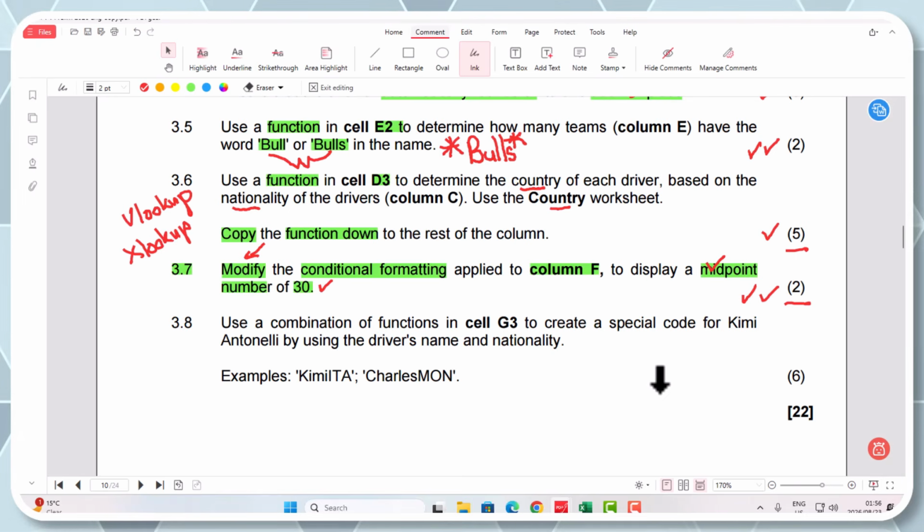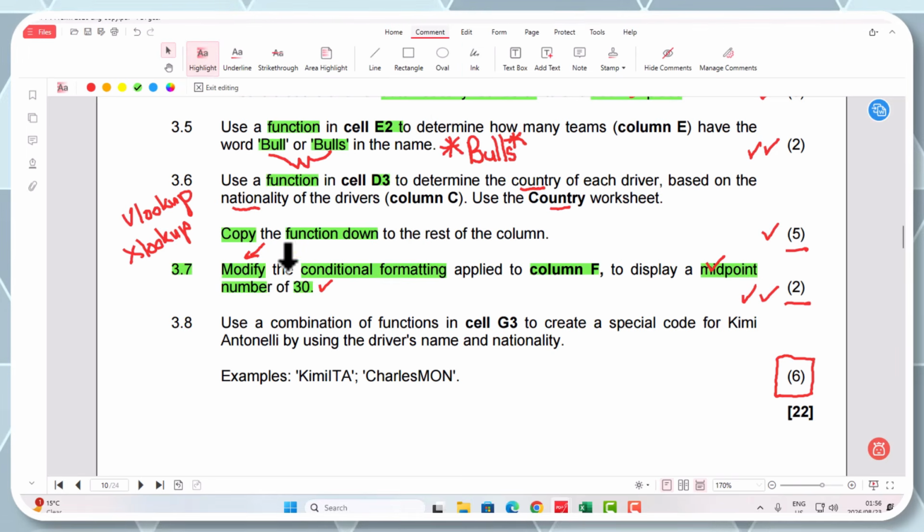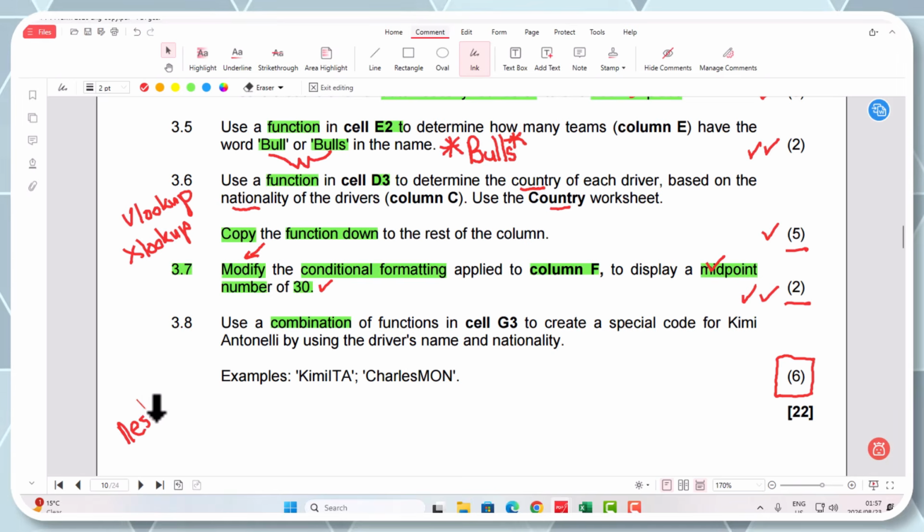Now this is the one that looks a little bit more violent. This one seems like a little bit more work here. That's the 6 marks here. Now it says use a combination. Now guys, again, combination means nested. So I'm just going to write here nested. It's a nested function because it's a combination of functions in cell C3 to generate a special code.